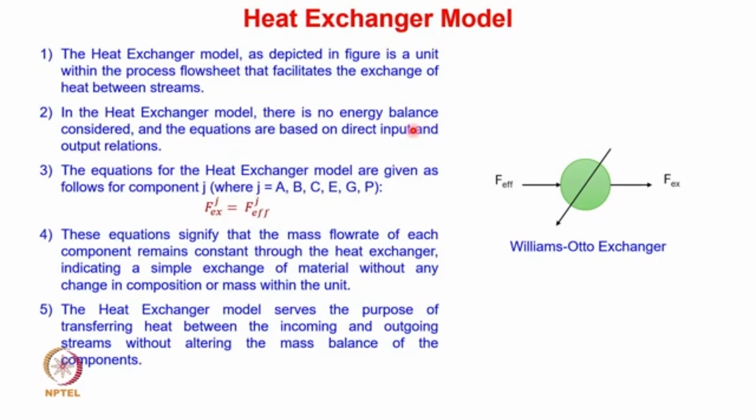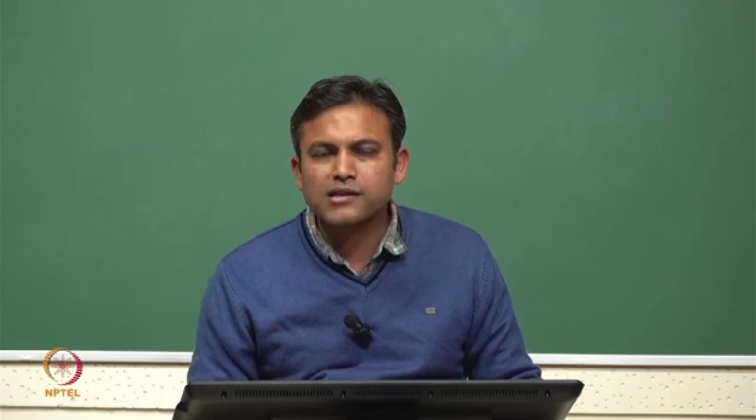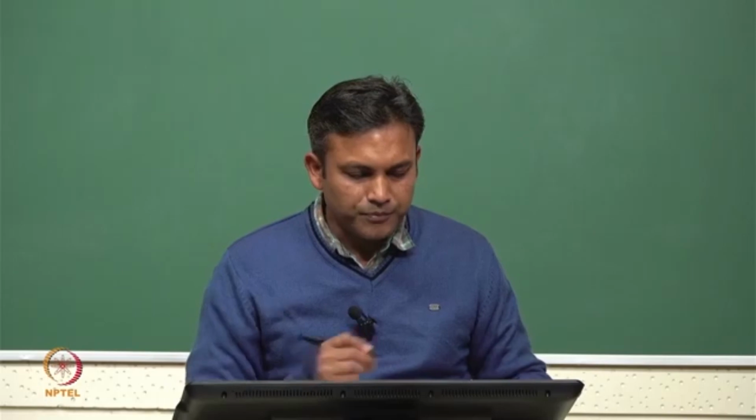Okay, again if you look at the mass balance equations with respect to the heat exchanger, there is no change in the mass flow rate of the different components, and therefore Fj EX, which is nothing but the mass flow rate of component j coming out from the exchanger, is exactly the same as Fj EFF. So the mass flow rate of the different components is exactly the same as the mass flow rate of the components which are coming in through the effluent stream.